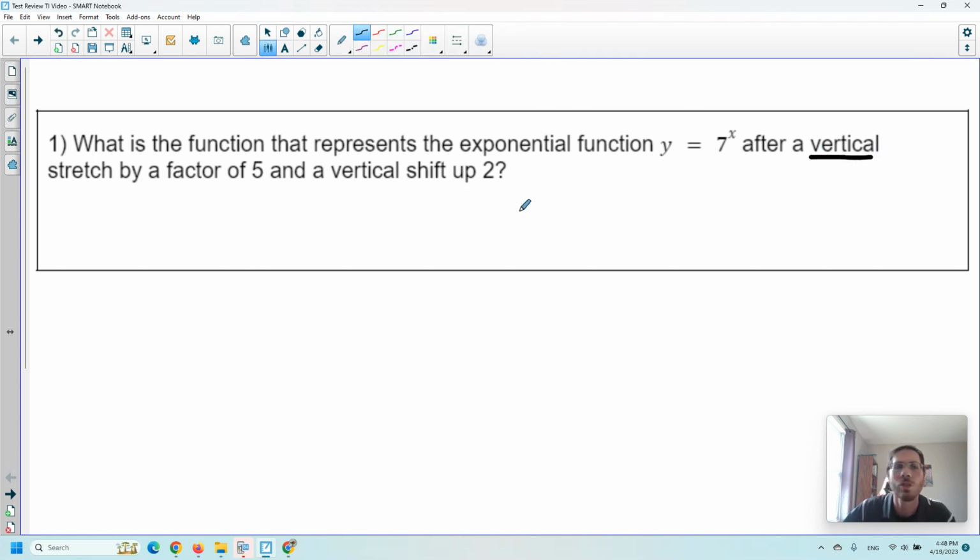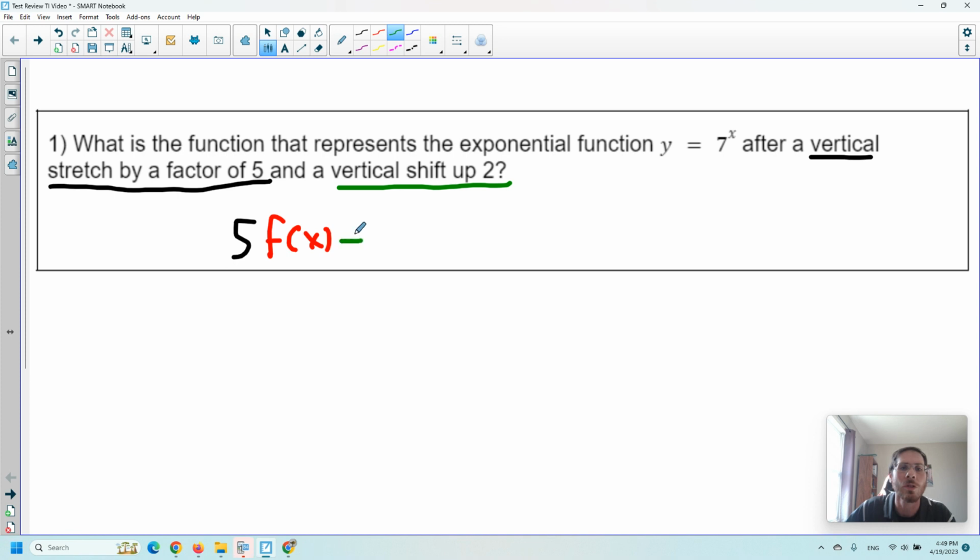Vertical stretch by a factor of 5 means we need to multiply 5 on the outside. We'll have f of x next, whatever our function is goes next. And then we have a vertical shift up 2, so I need to do plus 2 on the outside. Now, f of x is the same as y, so my final answer is going to be 5 times 7 to the x plus 2.